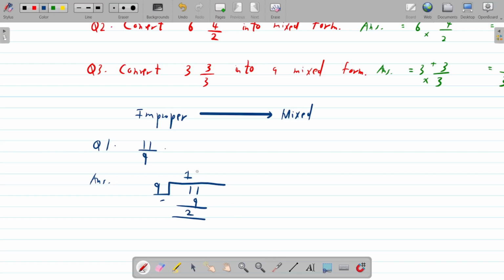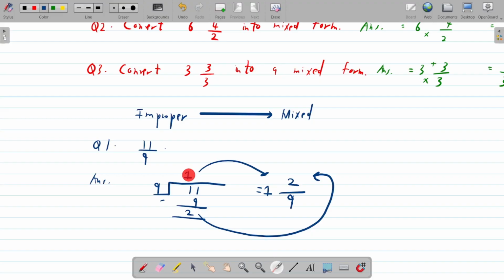So now I'm going to write this. Again, the denominator is not changed. It's still going to stay the same. So 9 is still going to be our denominator. The only thing that's going to change is this 1 becomes my side number, and the remainder becomes my numerator. So I'll get 1 and 2 by 9 from there. My actual quotient becomes the left side number, and my remainder becomes my numerator. Does that make sense?